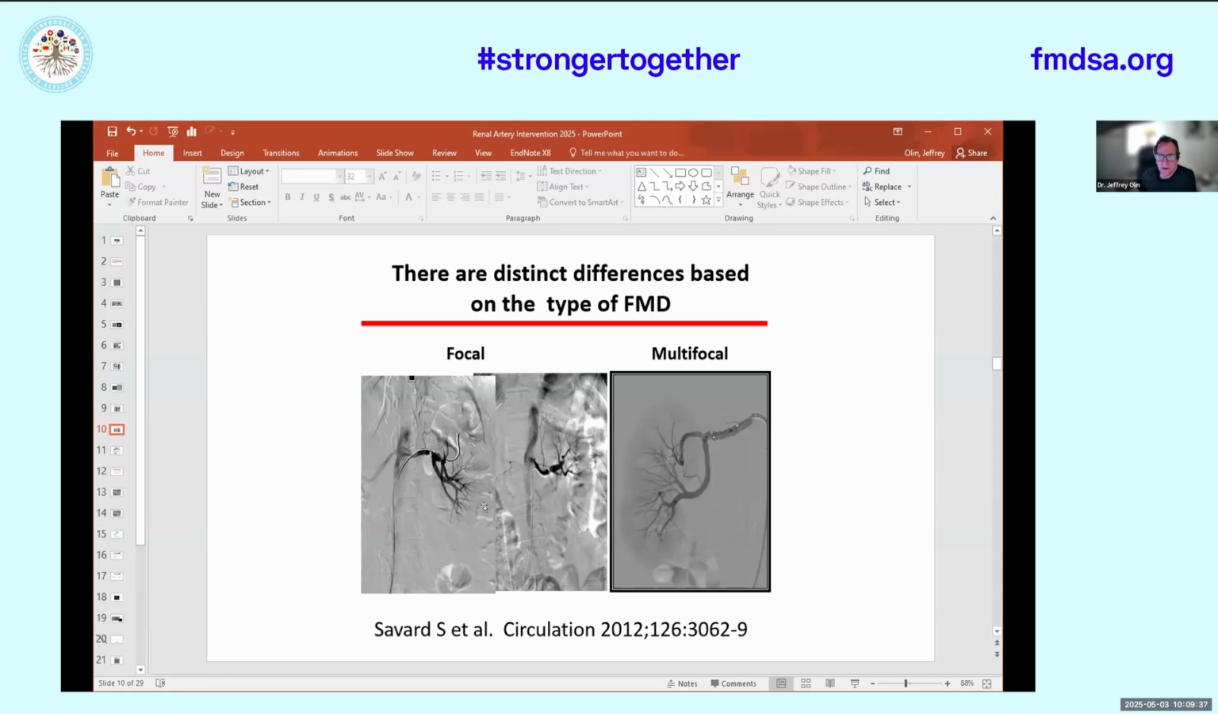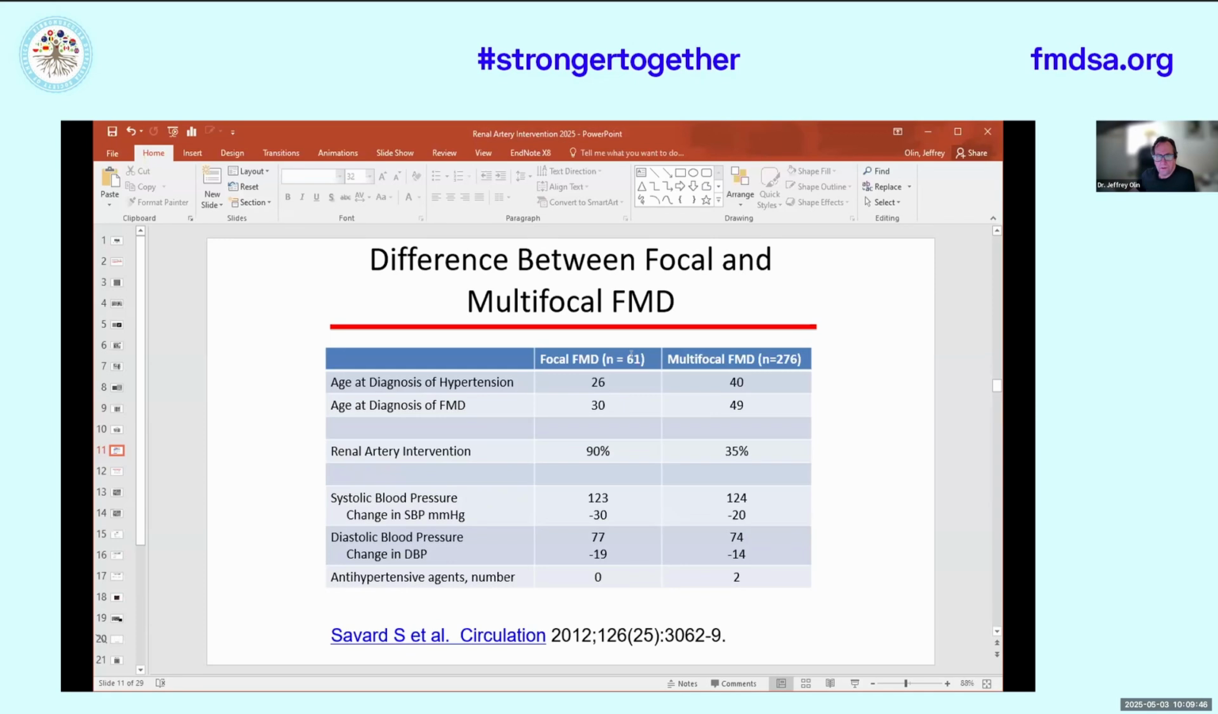Now, the group from Paris showed that there's a major difference in the way people with focal and multifocal FMD present. So if you take focal FMD, the average age of onset of hypertension is 26. The average age of onset of hypertension in multifocal is 40. There's a 4-year delay in the diagnosis of focal FMD from the time of hypertension until it's diagnosed. There's a 9-year delay in patients with multifocal. So we know that the shorter duration of hypertension before intervention, the greater likelihood of cure.